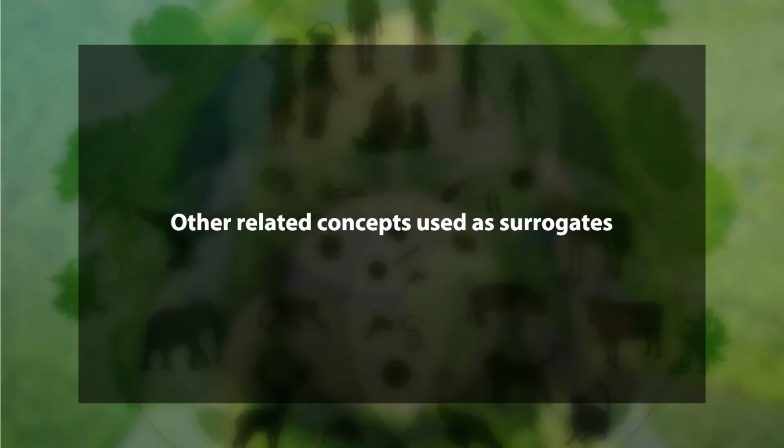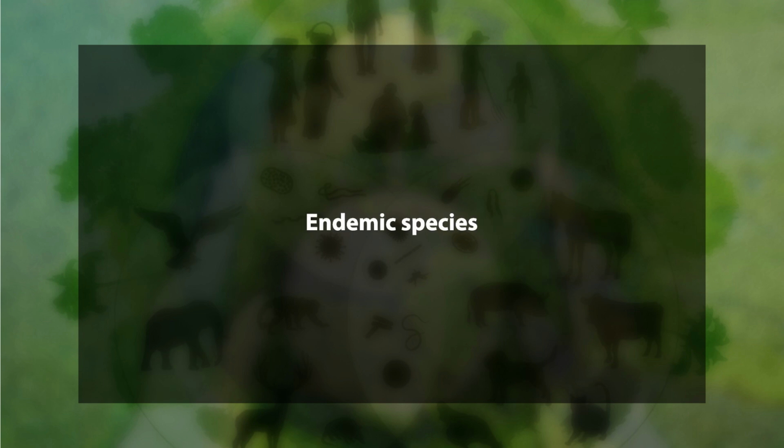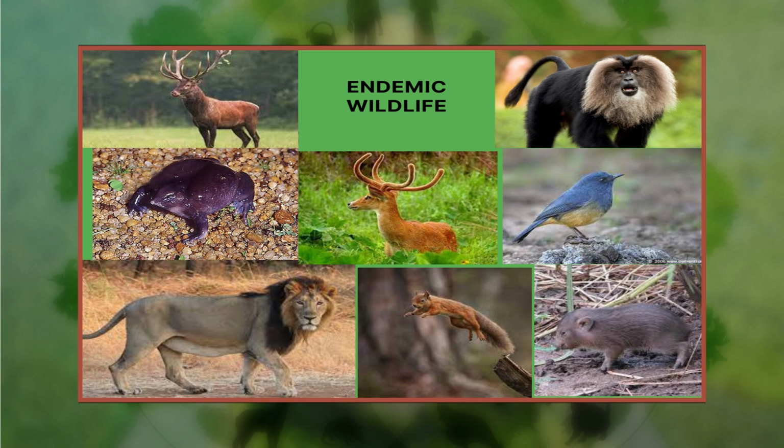Other related concepts used as surrogates are endemic species. Endemic species are restricted in distribution to a particular geographic area and they are found nowhere else. These species are used as major criteria for recognizing biodiversity hotspots.